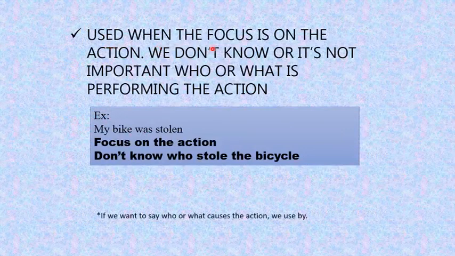Passives are used when the focus is on the action. We don't know, or it's not important, who or what is performing the action. For example, my bike was stolen. Now, over here in this sentence, we see that the focus on the action is more. We don't know who stole the bicycle. If we want to say who or what causes the action, we use by.